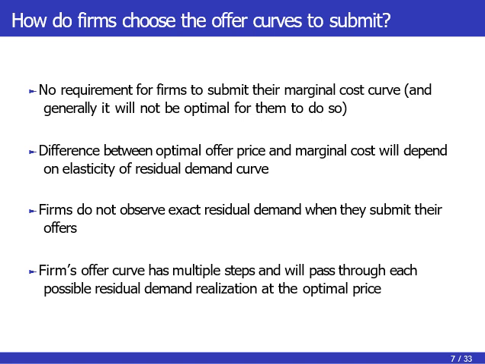The difference between the optimal price and the marginal cost will depend on the elasticity of the residual demand curve. So on the previous slide, we saw that residual demand was not perfectly inelastic. It had some curvature. And so that elasticity is going to define how much higher prices are from marginal costs.